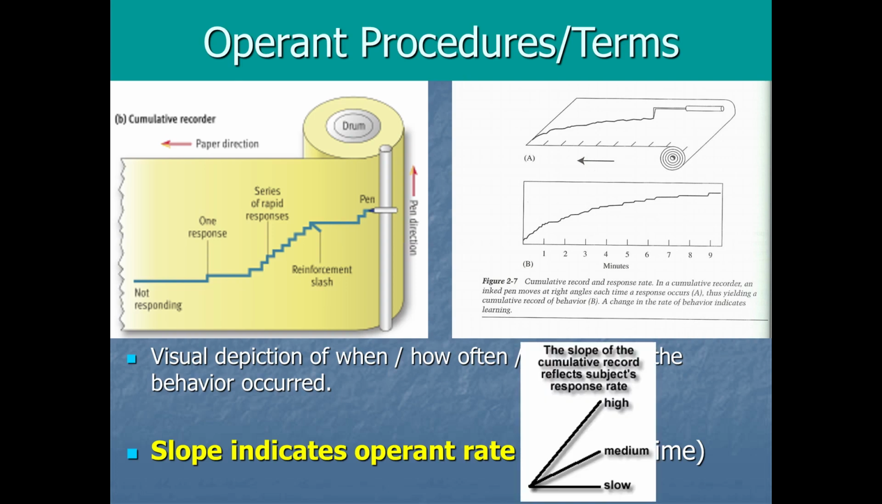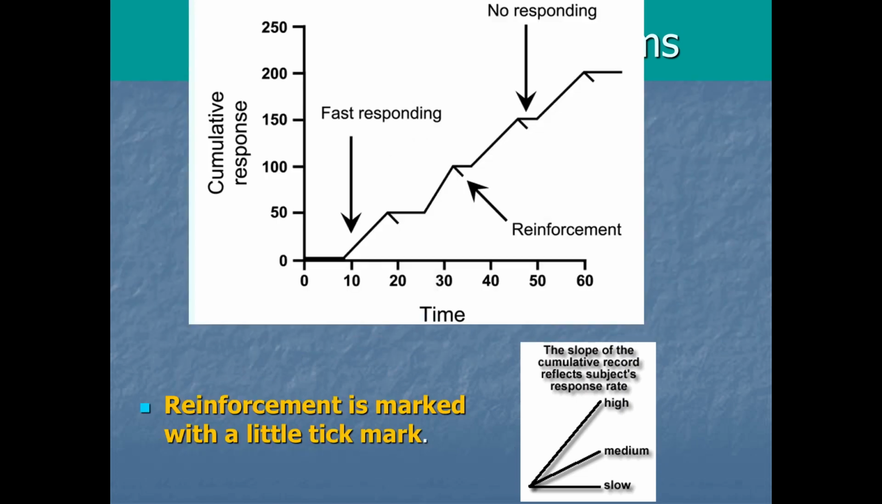So specifically when we look at the graph as a whole, what we're often interested in is the slope of the graph. The slope at any point indicates the operant rate, the rate of behavior over a given amount of time. The steeper this slope is, that means the faster the behavior is happening there, and the flatter the slope, the less often the behavior was occurring.